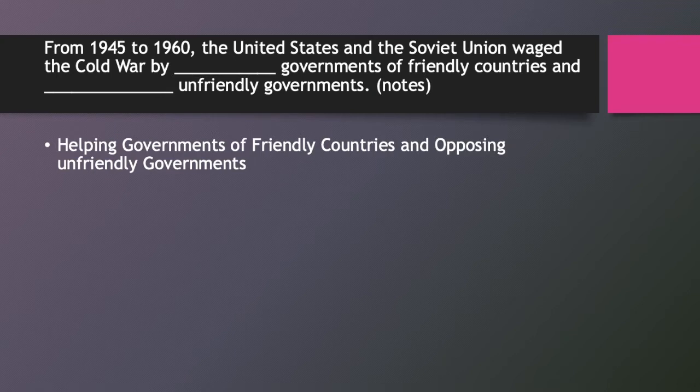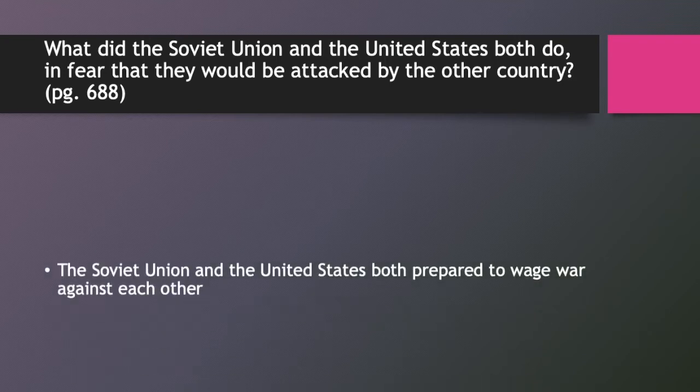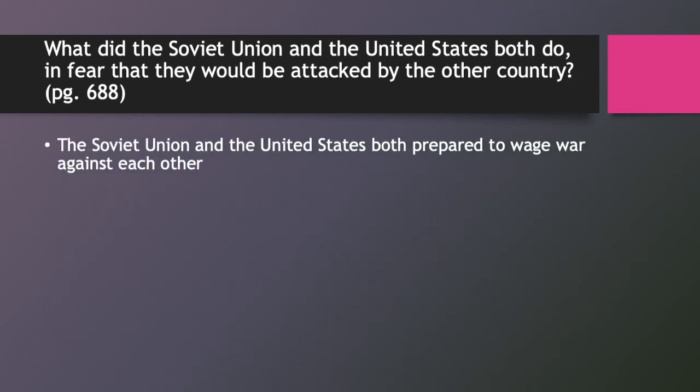All right, next we're going to look at our next question here. What did the Soviet Union and the United States both do in fear that they would be attacked by the other country? Well, as we have studied, the Soviet Union and the United States both prepared to wage war against each other. And they did this by building up their nuclear arsenals and also improving and increasing their military hardware. So you see that as a buildup on both sides that happens all the way up until the late 80s.